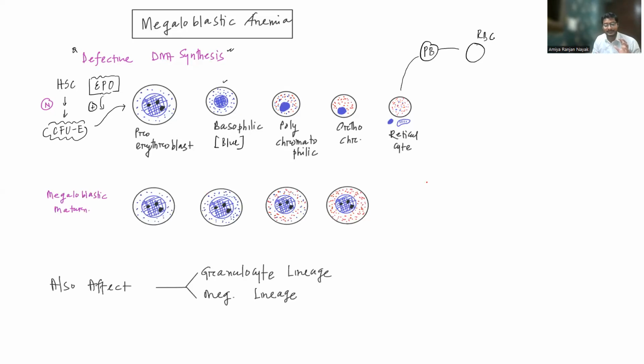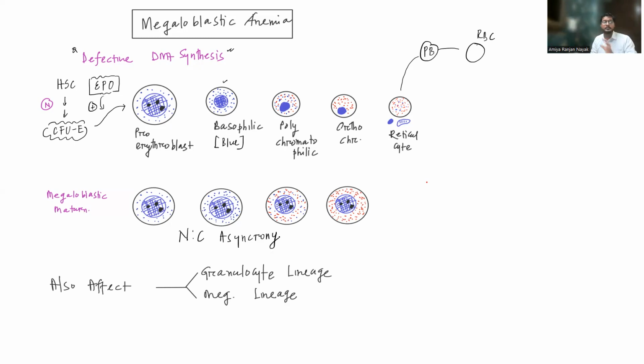Whenever there is defective DNA synthesis, the cytoplasmic maturation is not affected. Cytoplasmic maturation means the production of the hemoglobins. So hemoglobin production, I mean the transcription from DNA to mRNA and translation from mRNA to protein synthesis, that part is not affected. That means the cytoplasmic hemoglobin accumulation is not affected, but the nuclear maturation cannot happen properly. So that is why there is nuclear cytoplasmic asynchrony.